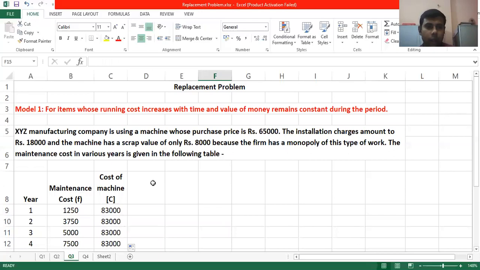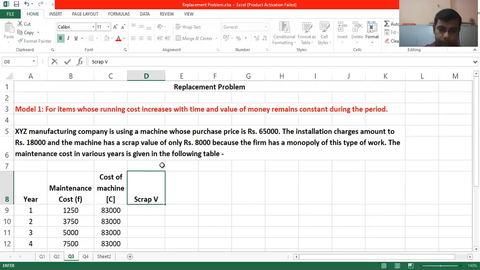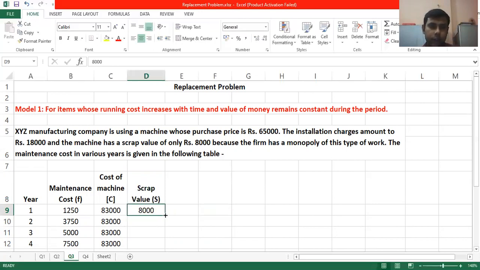Next, the third cost we require is either scrap value or salvage value or resale value. So in our problem, it is given as the machine has a scrap value. And scrap value is denoted as S. So it is 8,000 and again it is for all the years. How did we conclude it is for all the years? Because it is mentioned over here. If it is not for all the years, then it should have been given in every year format, right?